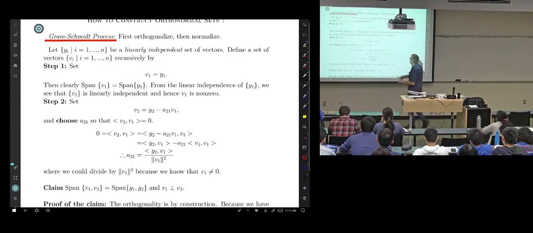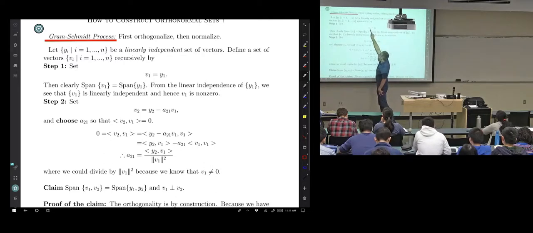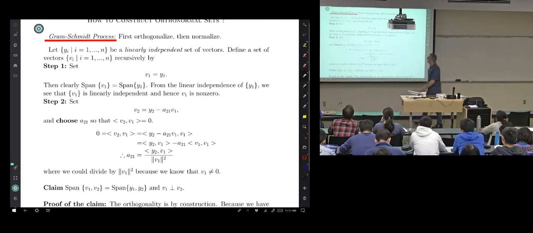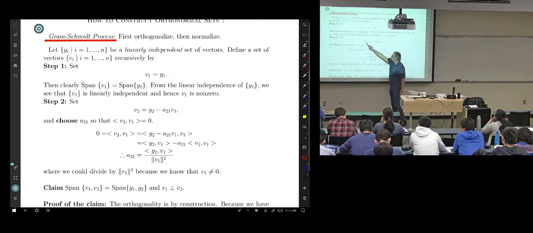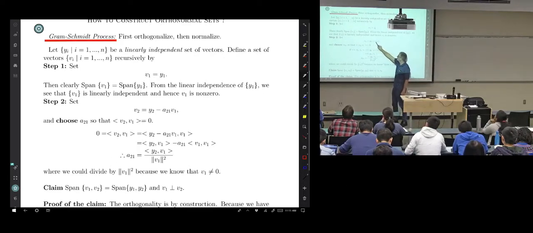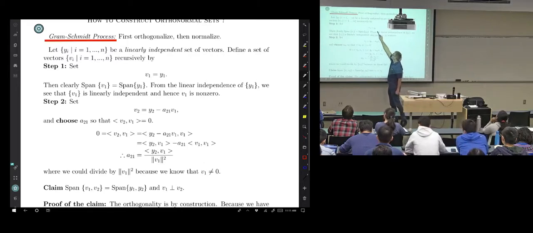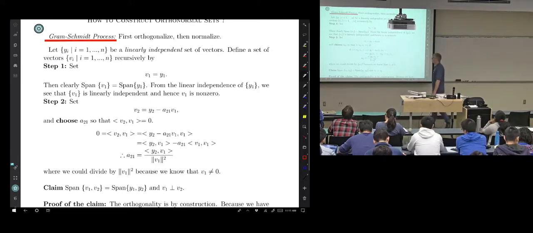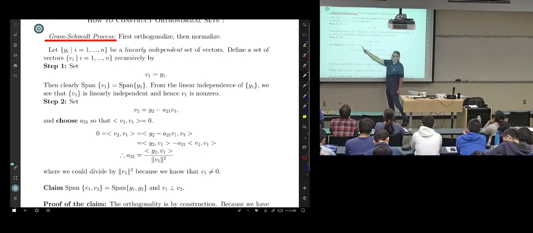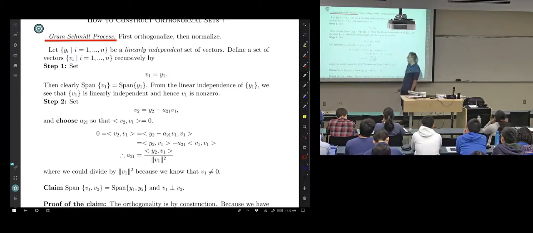Okay, so remember, our data is y1, y2, ..., yn linearly independent. So we just set v1 equal to y1. Now we're going to make v2 a linear combination. It's really a linear combination of y2 and y1, but it's very convenient since y1 and v1 are the same to write it like this. And now we're going to choose this coefficient such that these two vectors are orthogonal. That's all it is. We're just going to solve the equation <v2, v1> equals 0.